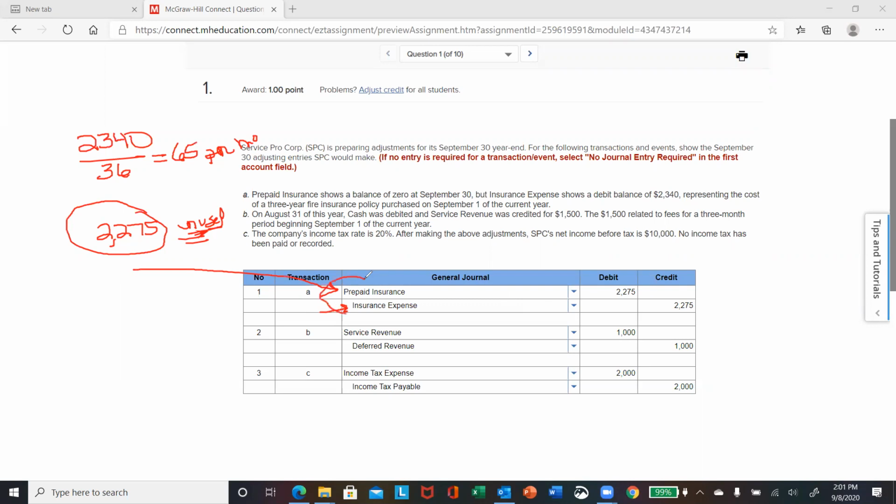So this is how you would account for this type of an adjustment, where they put everything into an expense account. In this case, you have to go in and you're actually going to be crediting the expense because you haven't used it all up yet. All right, so that would be part 1. Let's check out the second part.